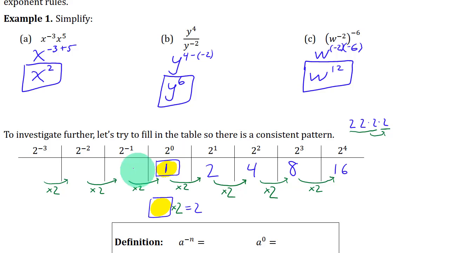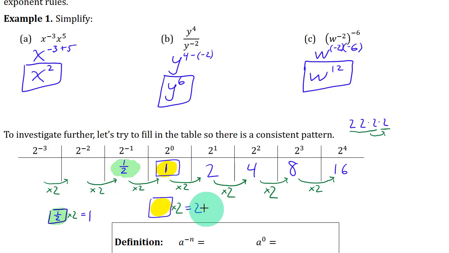Okay, and what will go here? Something that you can multiply by 2 and get 1. Let's think. What would go here? How about 1/2? 1/2 times 2 is 1. So this is going to be 1/2.